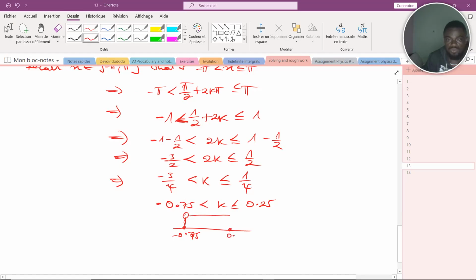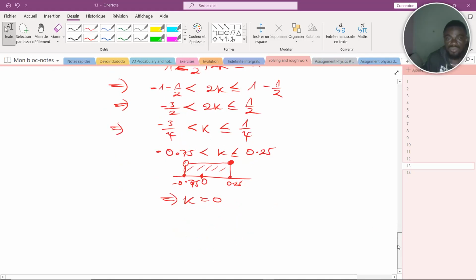This is 0.25. This is close. Now, if this is minus 0.75, it means that there is a 0 here. There is a 0 here. And after here is minus 1. So these are the integers that concern us here. The only integer that's present here is what? k equals 0. So k must be equal to what? 0. Very good.